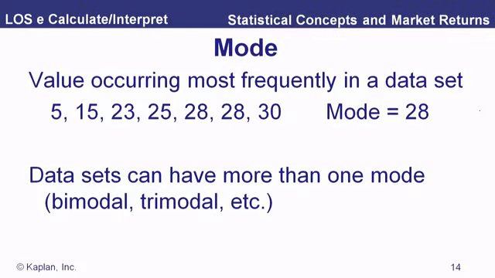The mode is just the most frequently occurring value in a data set. So when we put our ordered observations there, we see there's 2 28s and one of everything else. So the mode is 28. Now, unlike the mean and the median, there can be more than one mode for the same data set. It could be bimodal, 2 modes, trimodal, whatever. But we just have to look at the frequency of occurrence of each outcome.